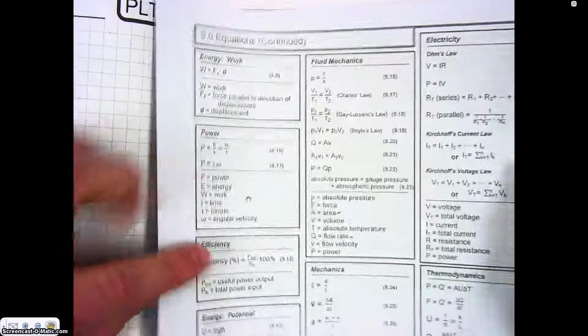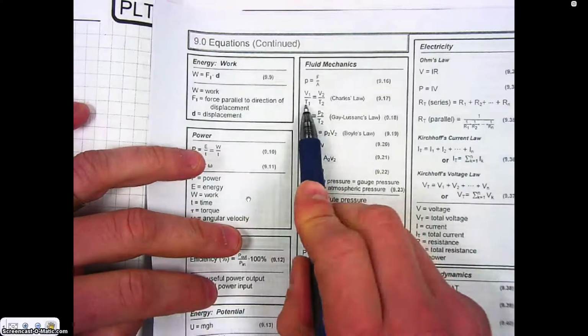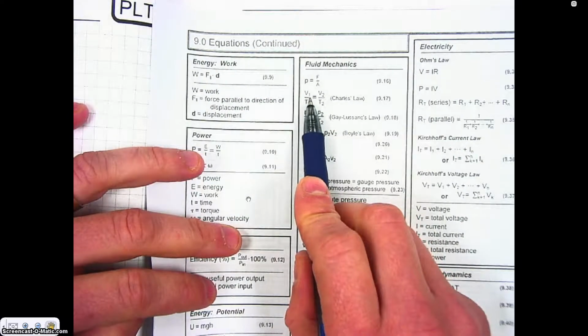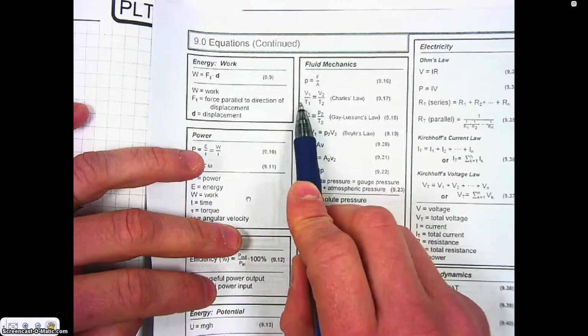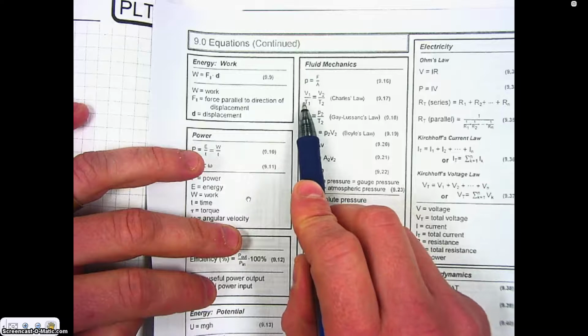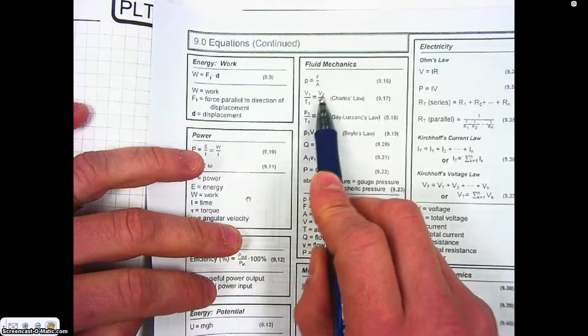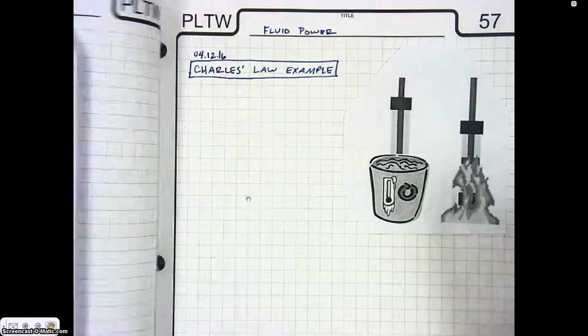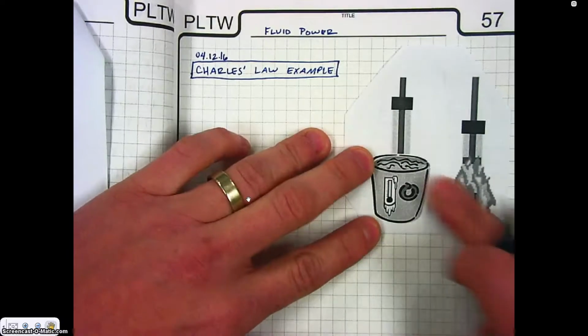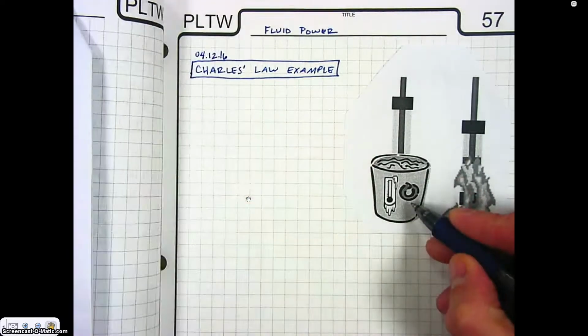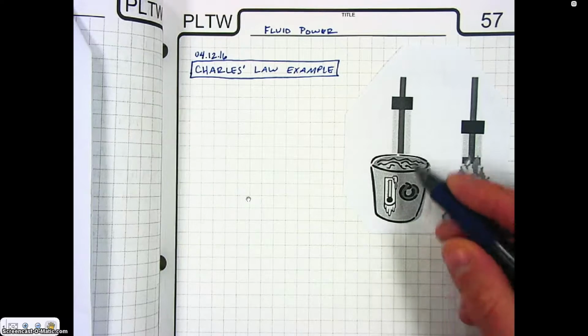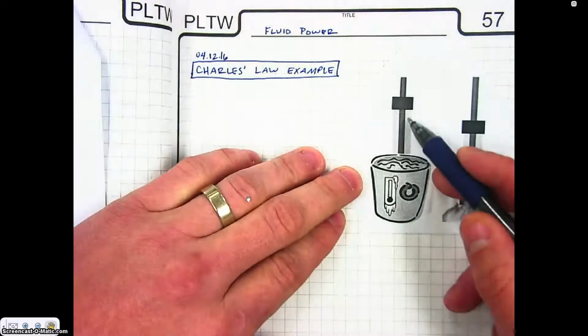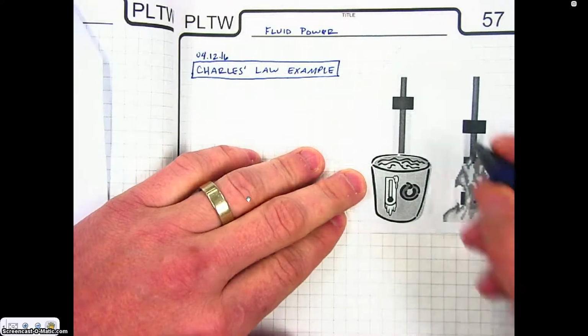If we look at our formula sheet, we can see that Charles' law is the volume of condition 1 over the temperature of condition 1 is equal to the volume of condition 2 over the temperature at condition 2. And so here we have two conditions. We have the cylinder in water, cold water.